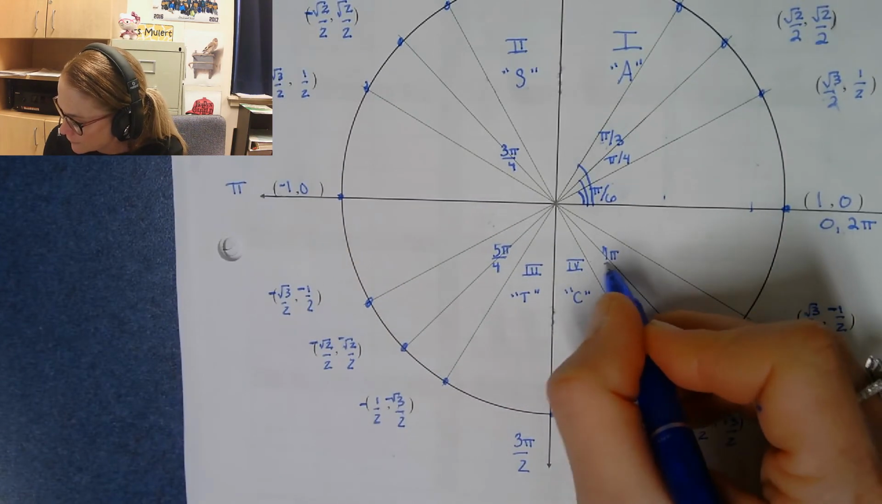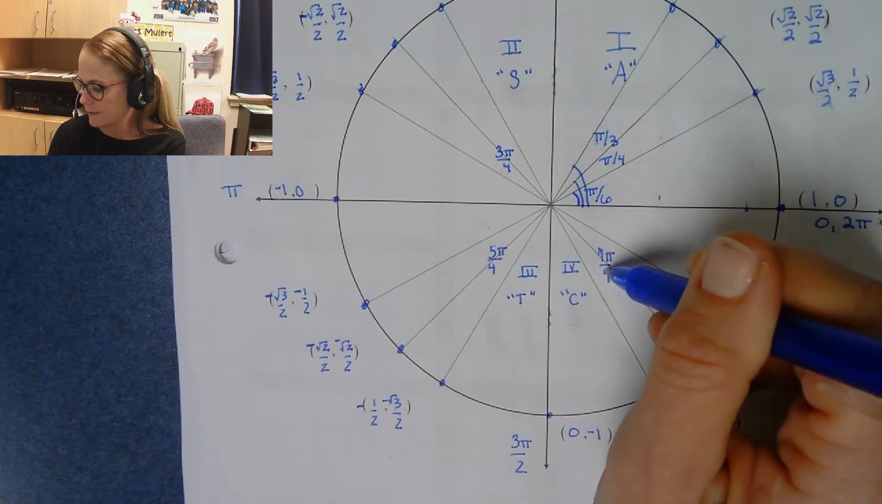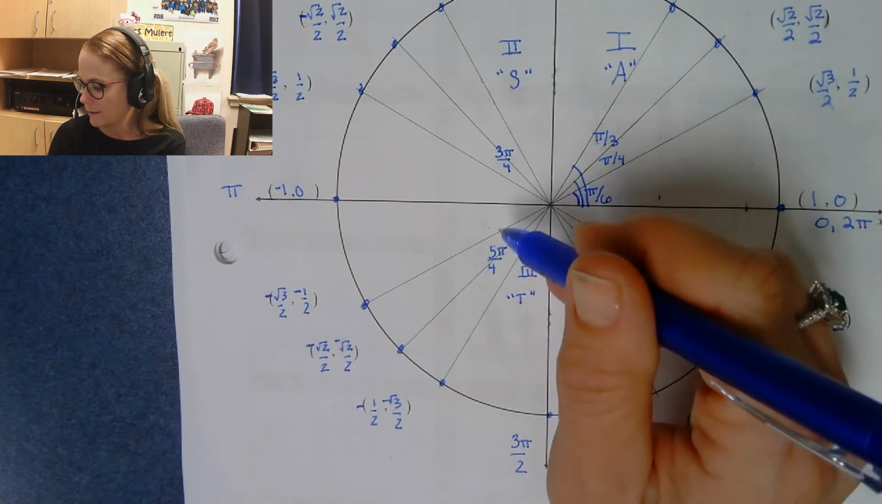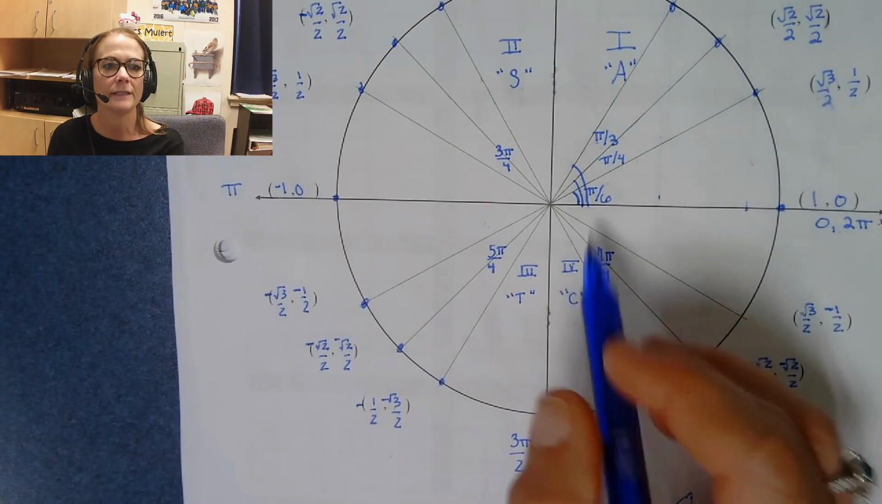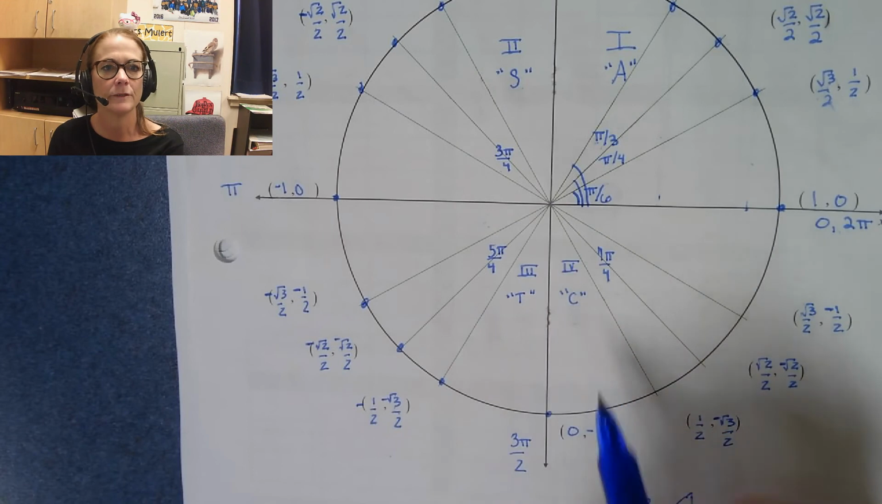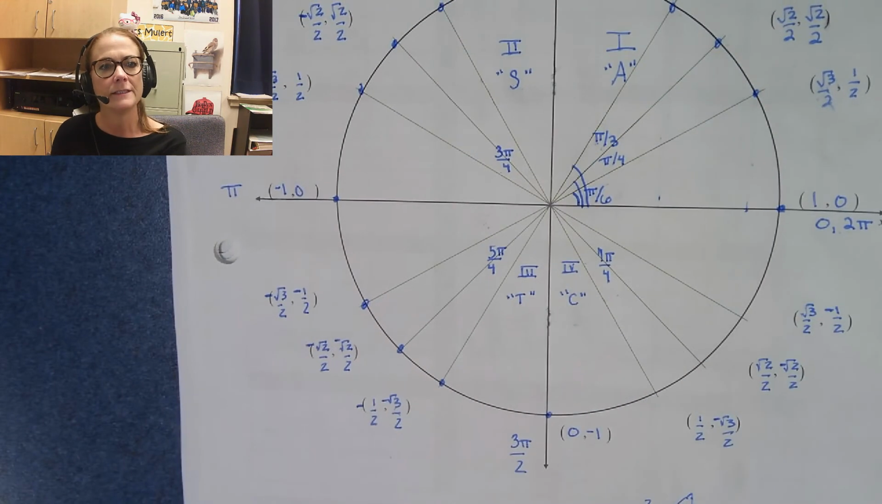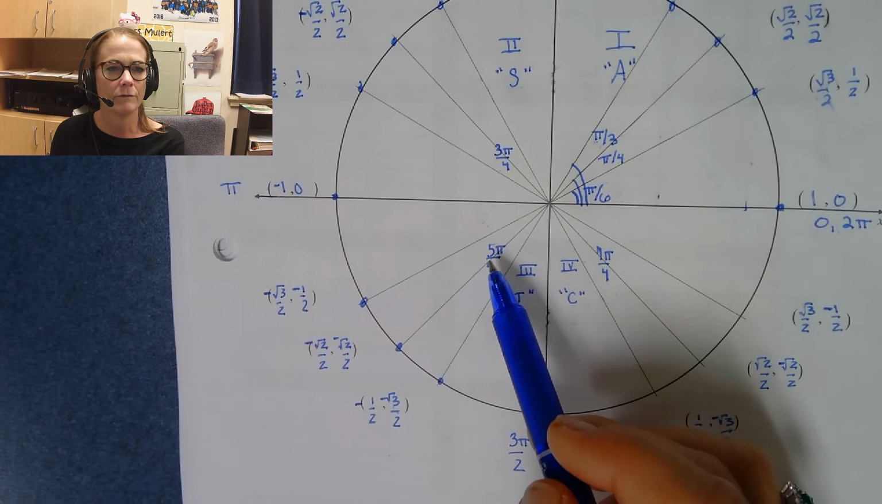So the over 4s are easy. It's just 1, 3, 5, 7. If you kept going, 9, 11, 13, 15. You know, the 45s are just that middle part, and they skip by 2s. So that's easy. All right, so there you go. So if you're asked about a 5 pi over 4, you think to yourself a pi over 4 angle in quad 3.